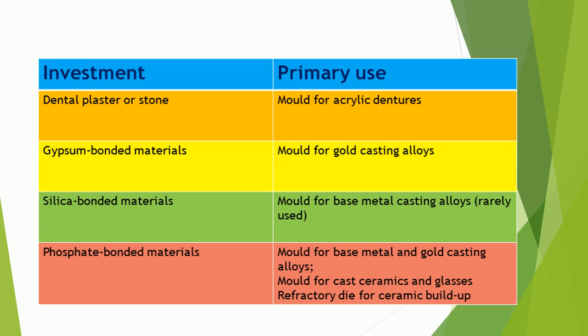And phosphate bonded materials, which as I mentioned are the most popular investment material because they have a variety of uses. They can be used for mold making for base metal as well as gold casting alloys, for castable ceramics and glasses, and as refractory dye for ceramic build-ups. And that is why it is the most commonly used investment material.